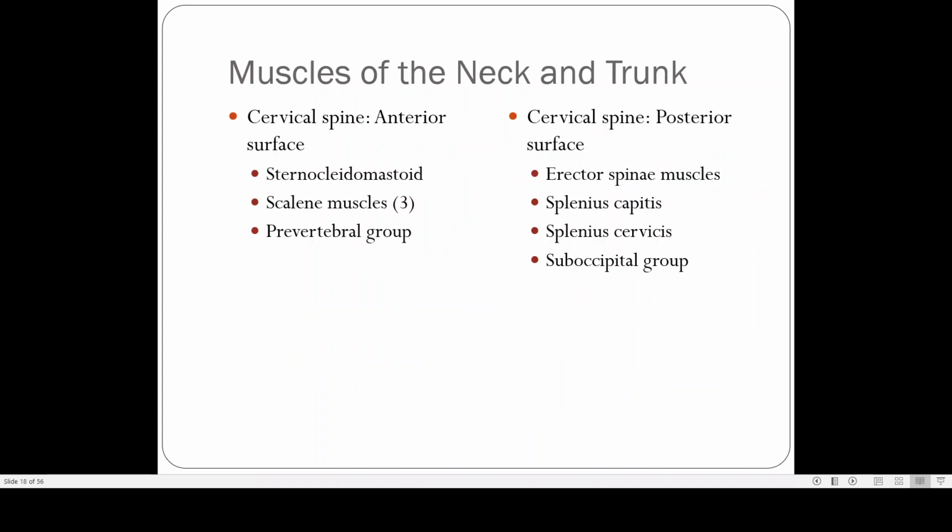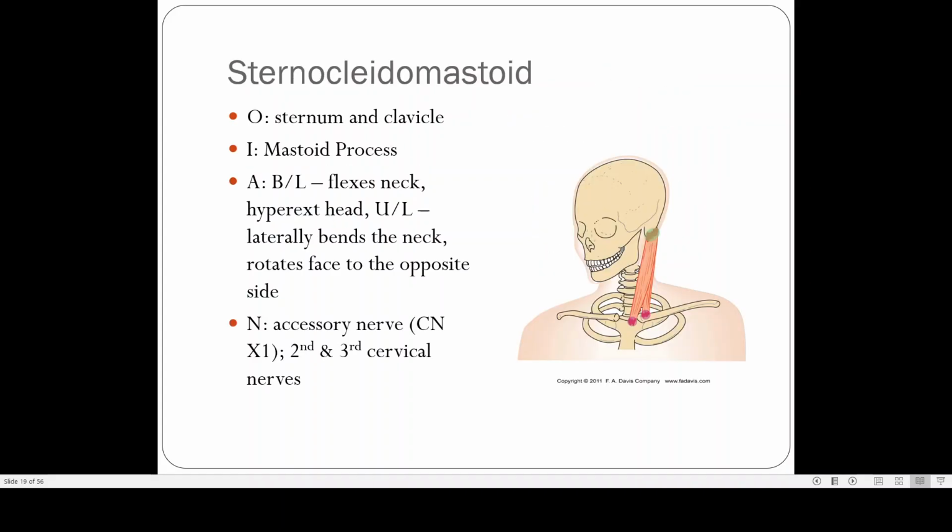Moving to the muscles, we're going to separate the muscles into neck muscles and then trunk muscles. And we can talk about our cervical muscles as being anterior and then posterior. So as we go through these here, sternocleidomastoid, SCM, originates on the sternum and the clavicle, and it runs up to the mastoid process. So it's kind of this triangular shaped muscle with a diagonal line of pull.